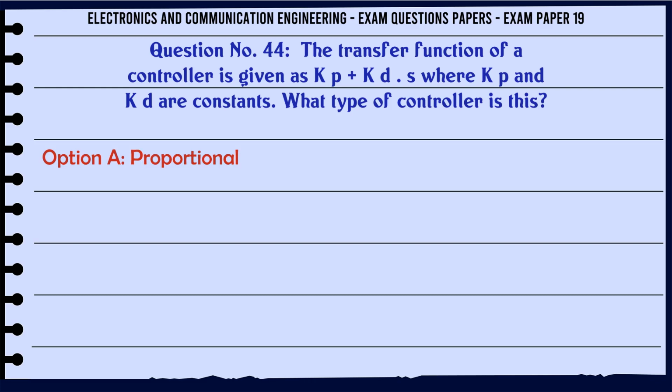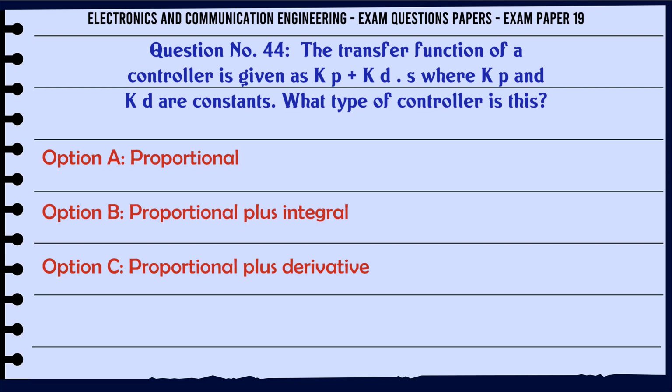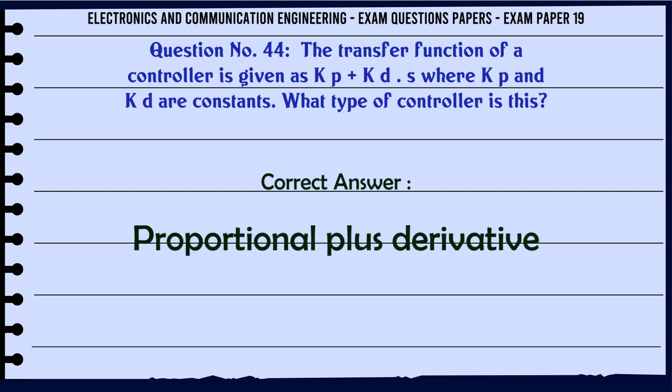The transfer function of a controller is given as Kp + Kd S, where Kp and Kd are constants. What type of controller is this? A. Proportional, B. Proportional plus integral, C. Proportional plus derivative, D. Integral plus derivative. The correct answer is proportional plus derivative.